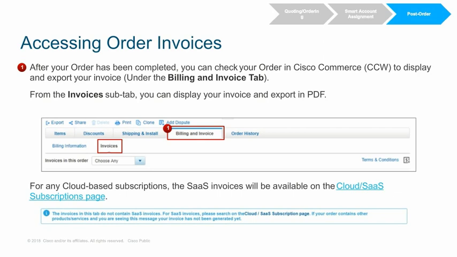After an order has been completed, you will be able to view and export your invoice by clicking on the Billing and Invoice tab. From the Invoices sub-tab, you can view the invoice and export a PDF version. Please note that for any cloud-based subscriptions, your software as a service invoice will be available on the Cloud SaaS subscriptions page.